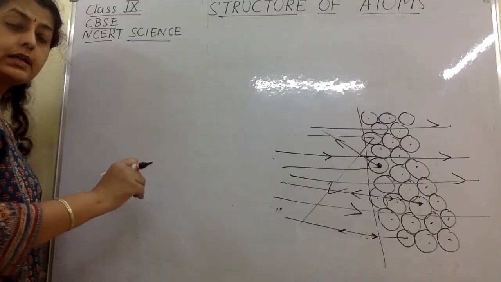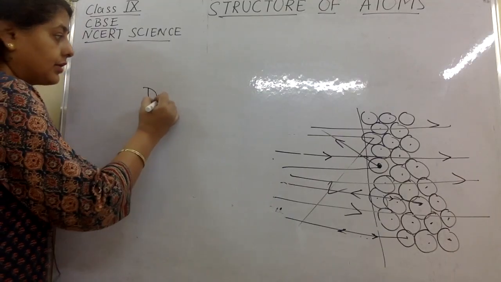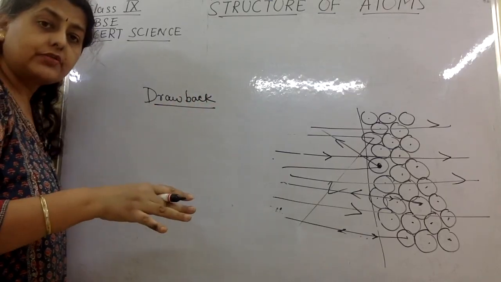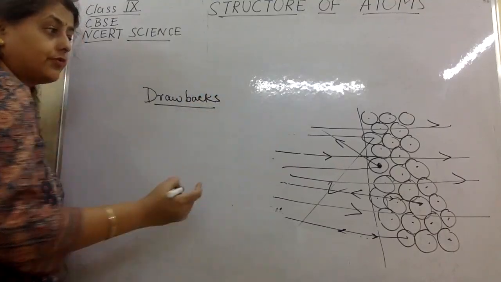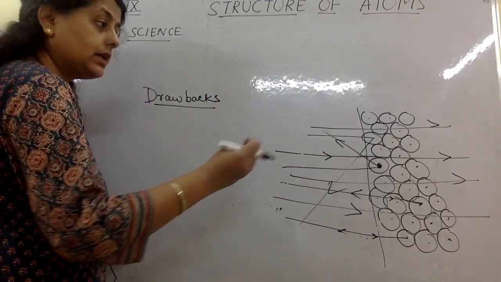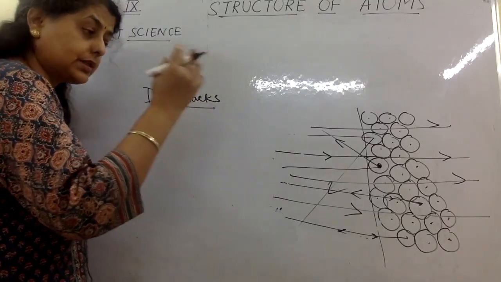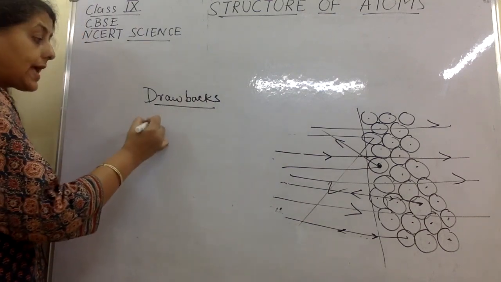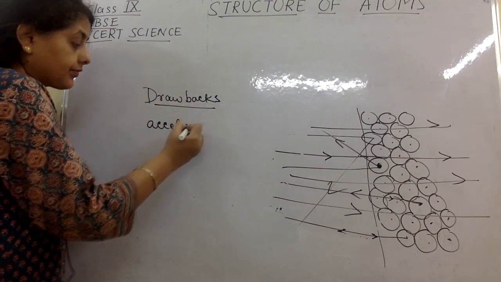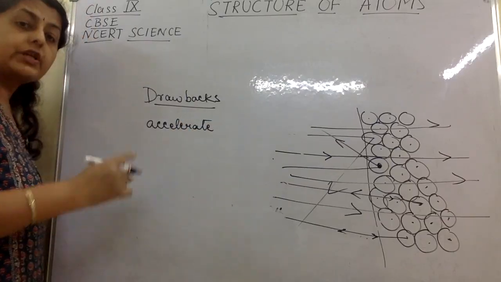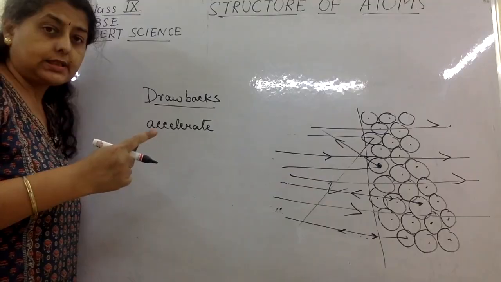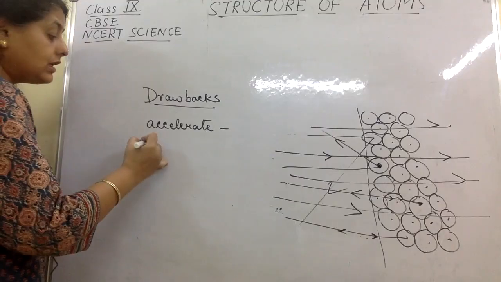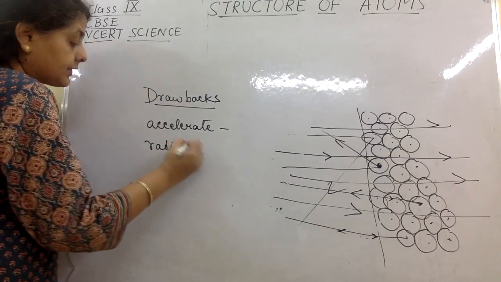Now what was the drawback? Though he was quite close to the present model of the atom, what were the drawbacks of Rutherford's model? Rutherford had told that the electrons are revolving around the nucleus. Anything moving in circular orbits accelerates, because there is a changing velocity, and change in velocity means there is an acceleration, and anything that accelerates will radiate energy.